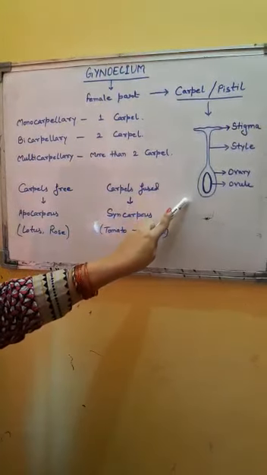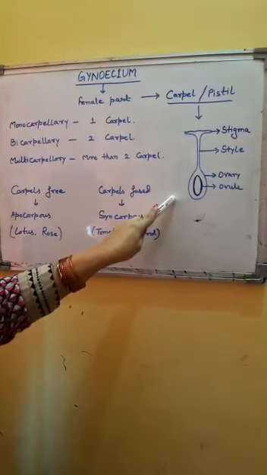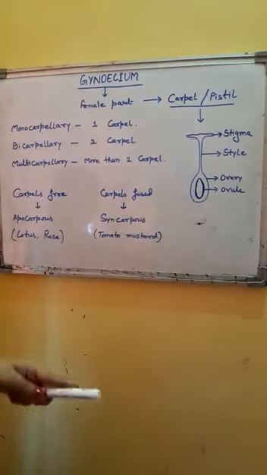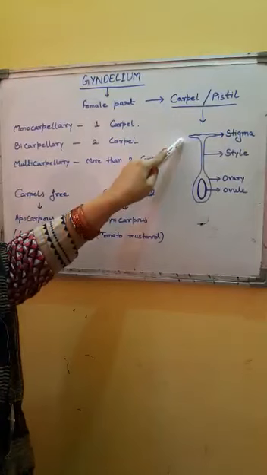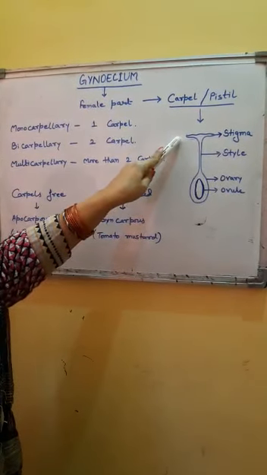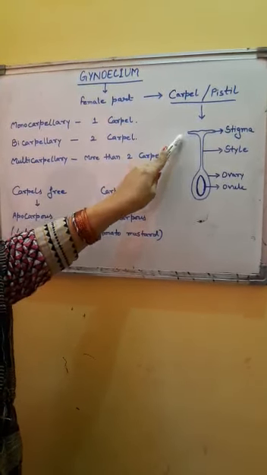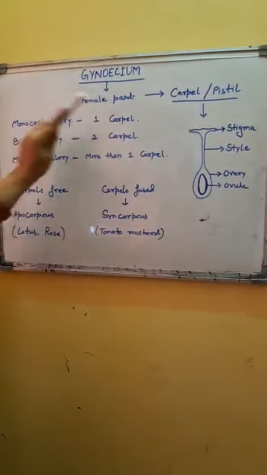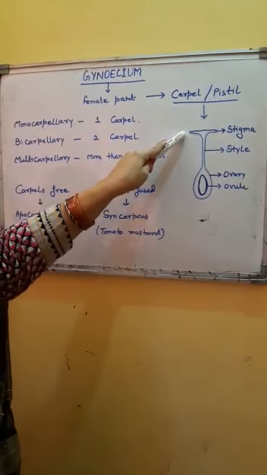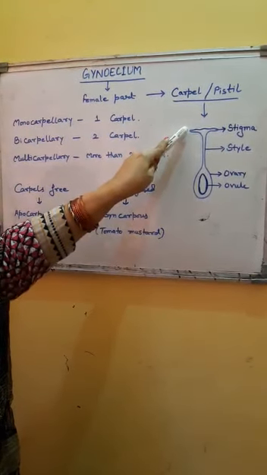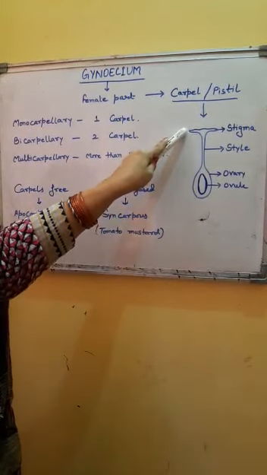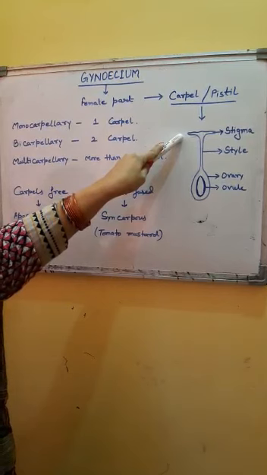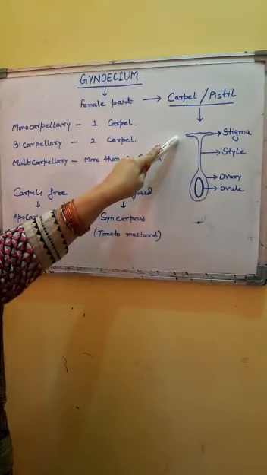Now let's see the structure of the carpel. Each pistil or carpel has three parts. The upper, flattened and generally sticky part is called stigma. It is the receptor part where pollen grains are attached. This is the part which receives pollen grains, and that's why it is a little sticky and flattened structure. This part is called stigma.